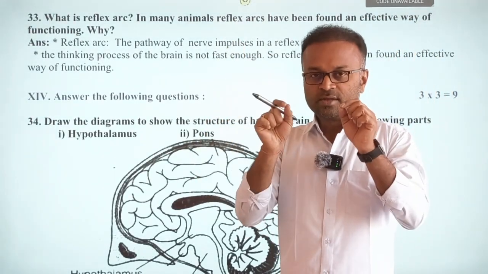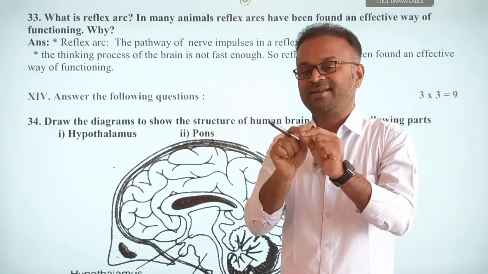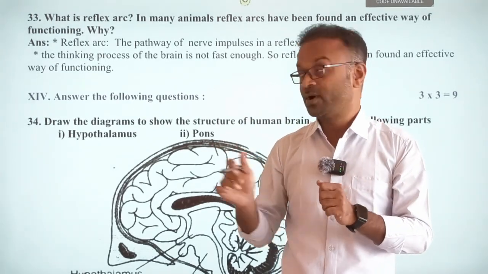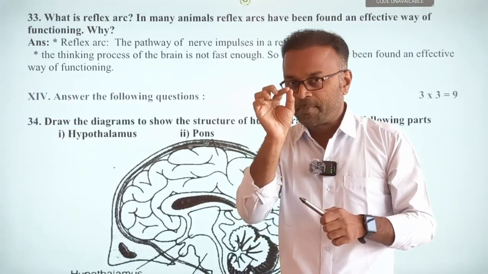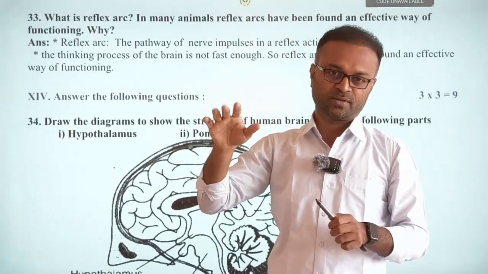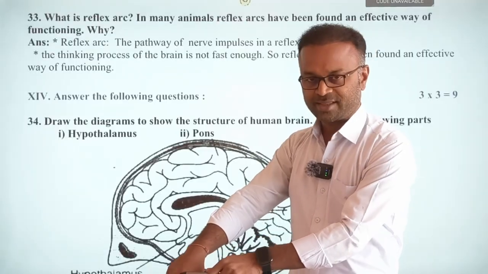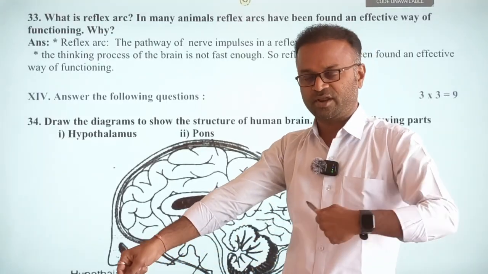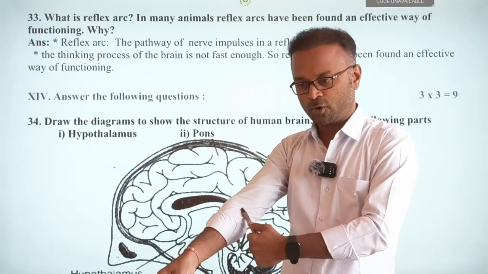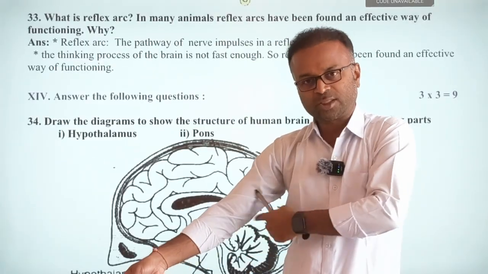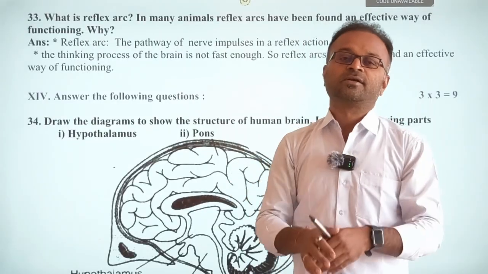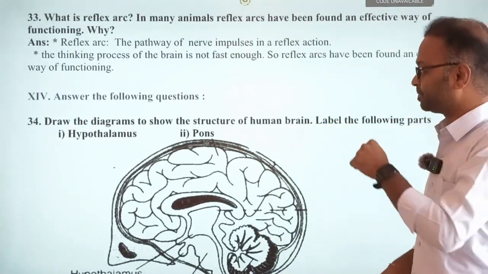We know that the sudden, immediate and quick response by the body to a stimulus by an organism is called reflex action. Now what is reflex arc? It is a pathway through which the nerve impulse travels during the reflex action. When you touch a hot object, sensory neuron will carry the message to the relay neuron, spinal cord, and again from spinal cord, motor neuron to the effectors, right? So there is a pathway through which the nerve impulses are traveling during the reflex action. That pathway is called reflex arc.